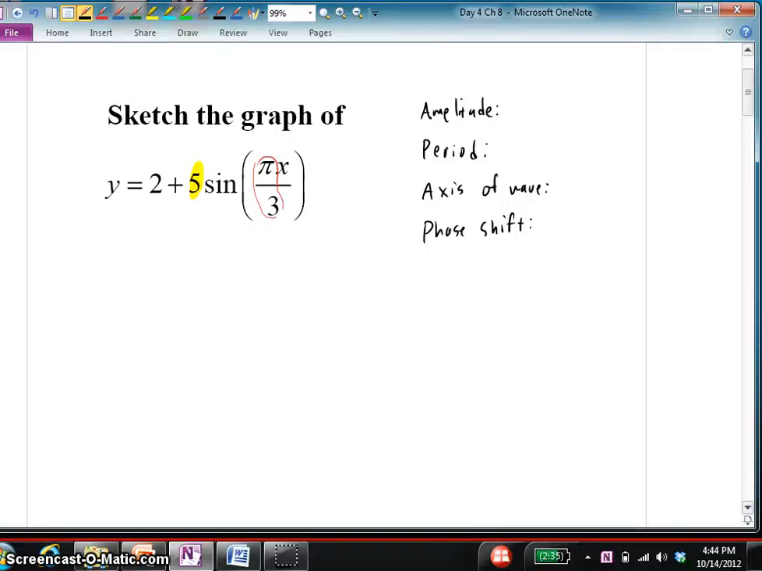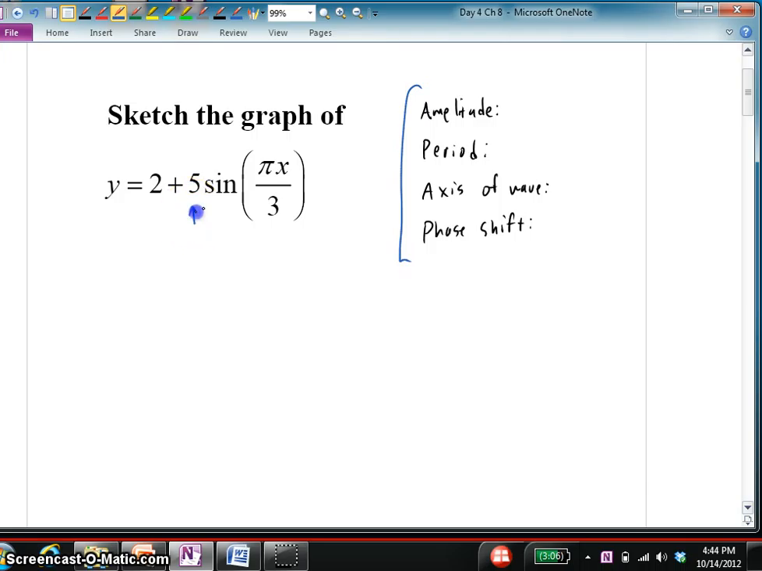Alright, this is the first in a series of videos going over the classwork from Monday. The first problem had you look at this and sketch a graph of this, so this is sort of review from last week. What I'm going to do is list all the attributes, amplitude, period, axis of wave, and phase shift by looking at this equation.